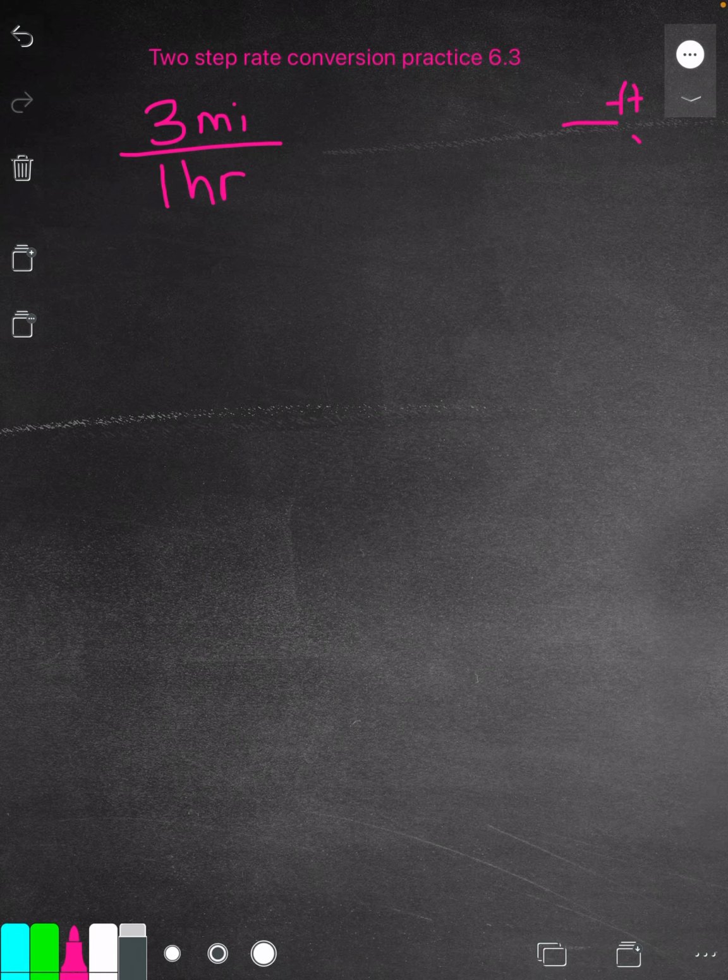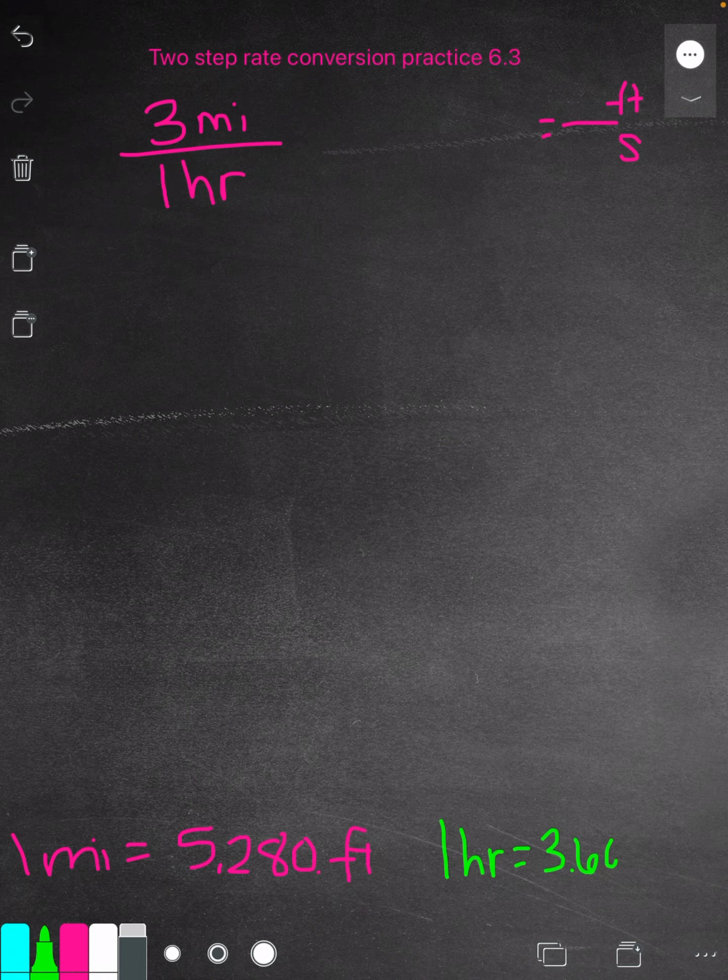Feet per second. All right, so there are 2 different things that we're going to have to know. We're going to need to know how many feet are in a mile. 5,280 is in fact the number. And we're also going to need to know the number of seconds in an hour. 3,600 seconds are in 1 hour.